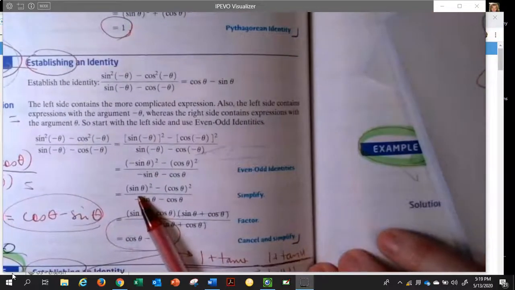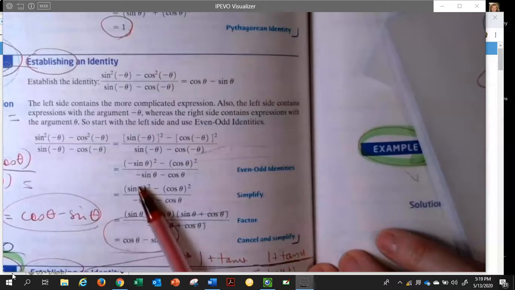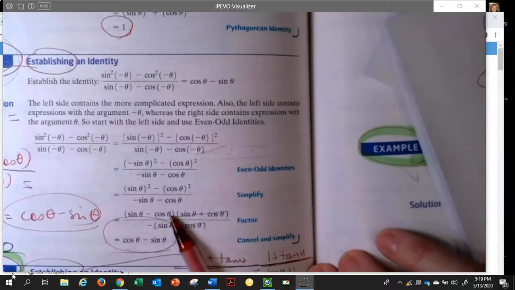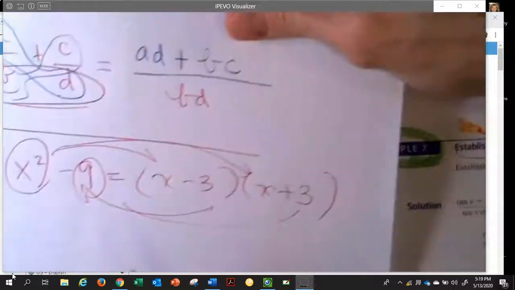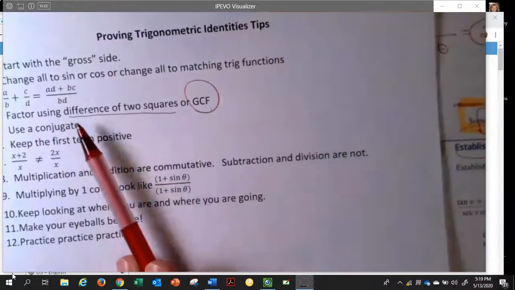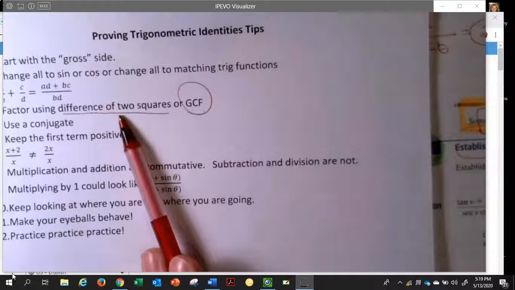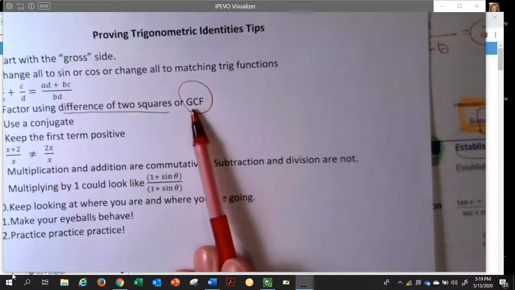They took the sine, it's squared, and just put one of the sines and one of the sines, because sine times sine is still sine squared. And then this cosine, they split it up too. One's a minus, one is a plus. Same thing here. One is a minus, one is a plus. So you got to keep rolling around in your brain to keep on alert to look for a difference of two squares. You've also got to look for GCF.